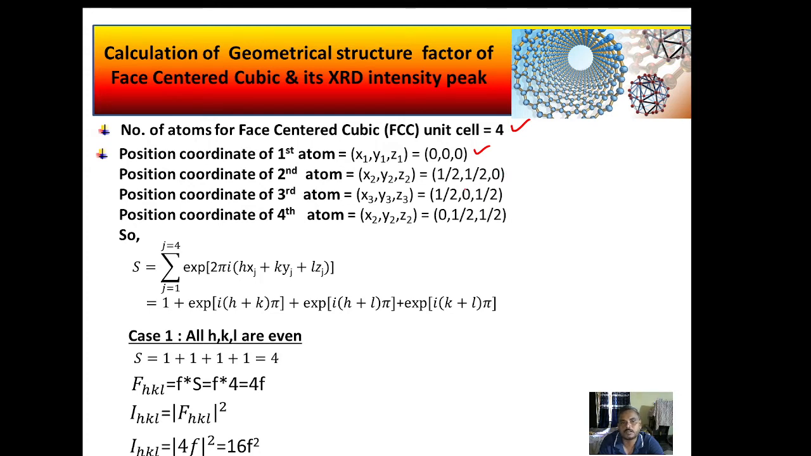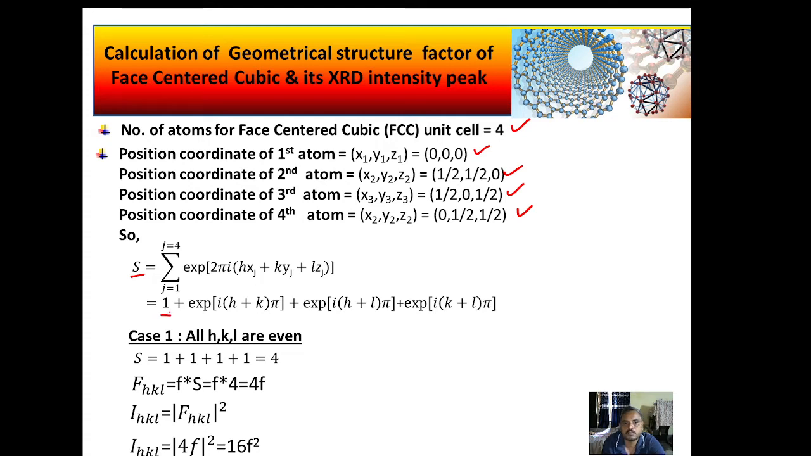Now, these positions can be represented as half, half, zero, then half, zero, half, and zero, half, half. Now, if you put all these coordinates in the expression for structure factor S, then you will have four terms. And like the previous thing, if I put the first term, obviously 0, 0, 0 for all x, y, and z, then it will be exponential 0 and we'll get the first term.